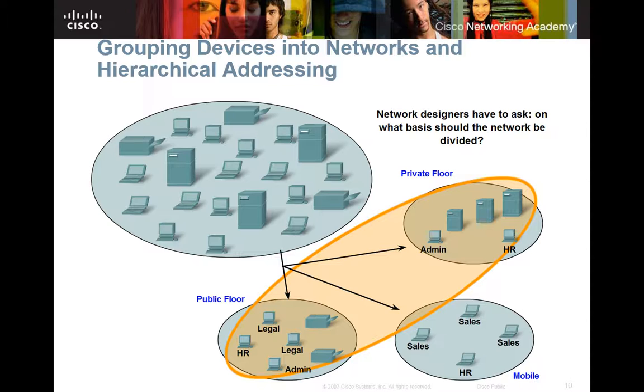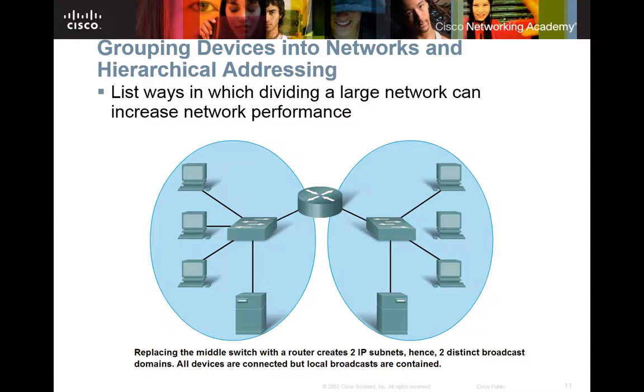Okay. If it's all behind that one router. Because for every router, it segments it out. A router is what will stop broadcast domains. That's why if this floor and this floor are on the same router and this is coming off of a different router, that would be a separate broadcast domain from this. Okay. All right? List ways in which dividing a large network can increase network performance.